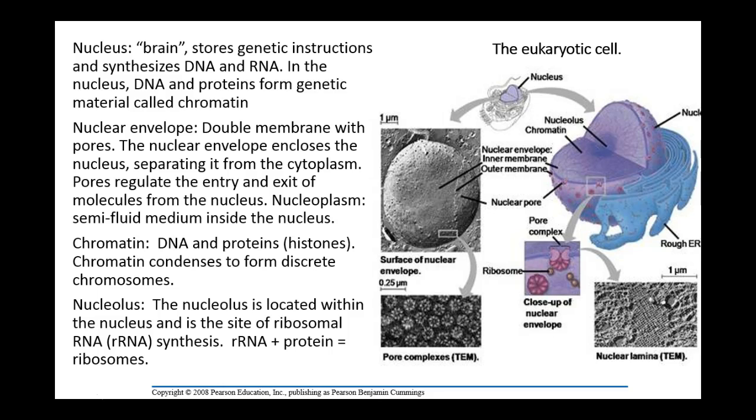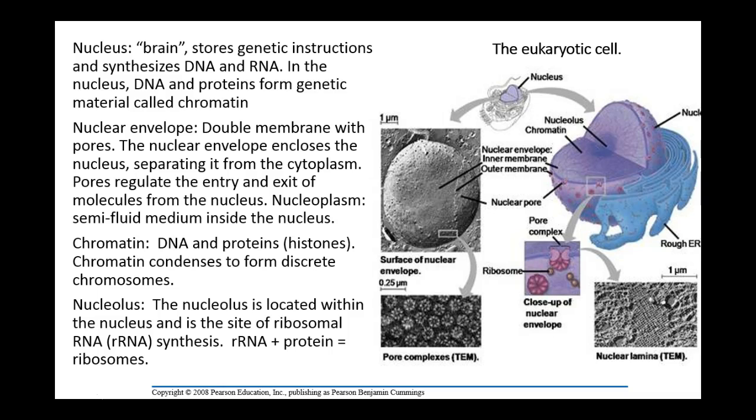And then if you drop down to the black and white image at the bottom left, this is where you have this design of the nuclear pore. You actually have protein filaments arranged in a circular arrangement with an opening in the middle, and that's what becomes the pore complex.